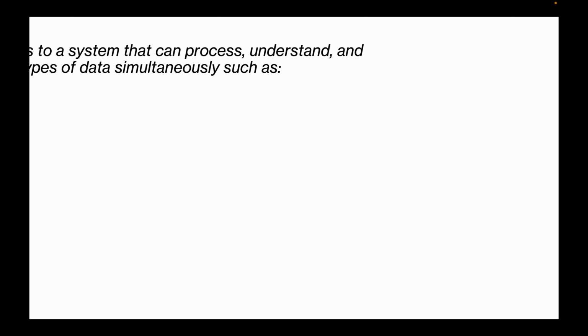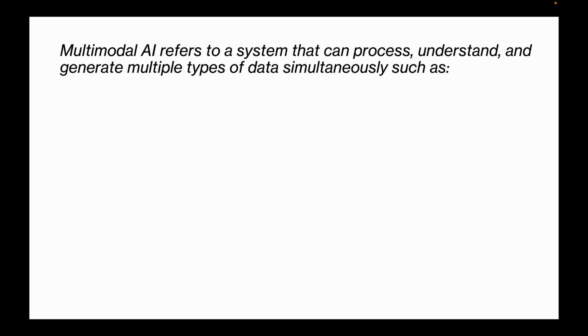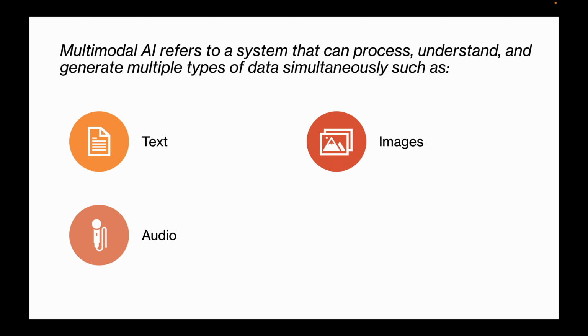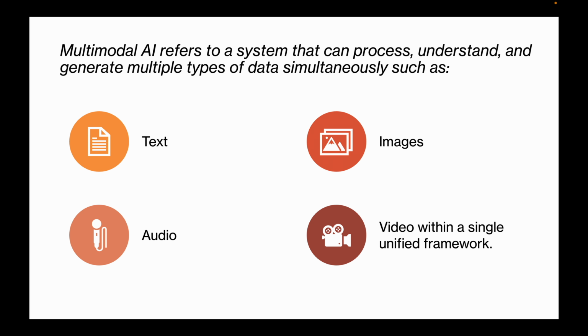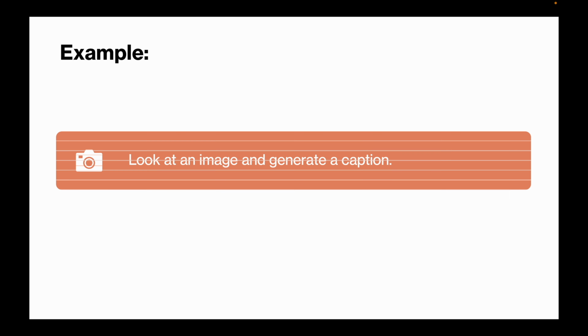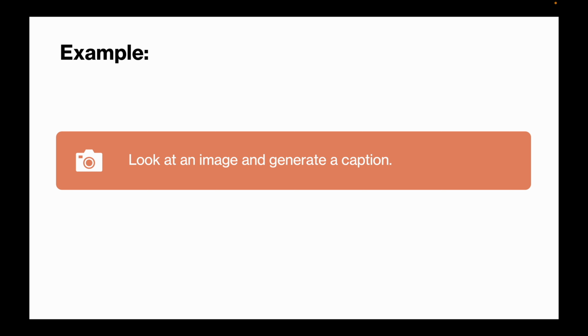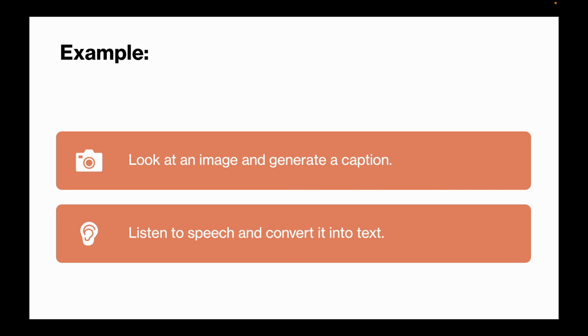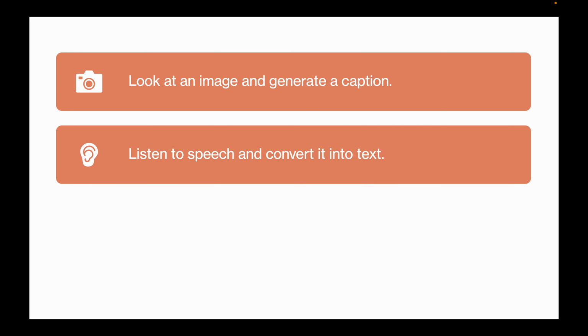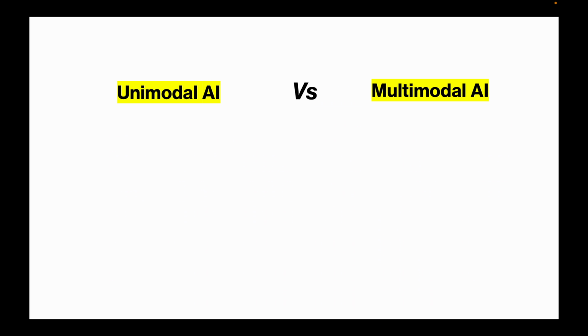Therefore, multimodal AI refers to a system that can process, understand, and generate multiple types of data simultaneously, such as text, images, audio, and video within a single unified framework. For example, a multimodal AI system can look at an image and generate a caption, or listen to speech and convert it into text. Now let's compare both of these models.